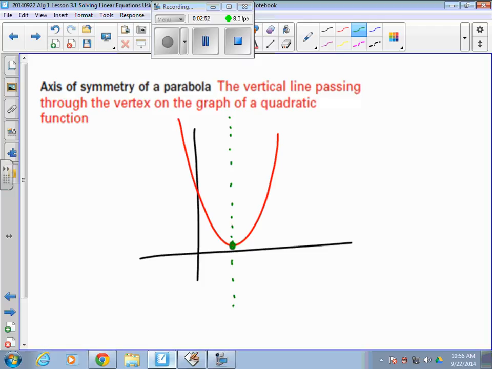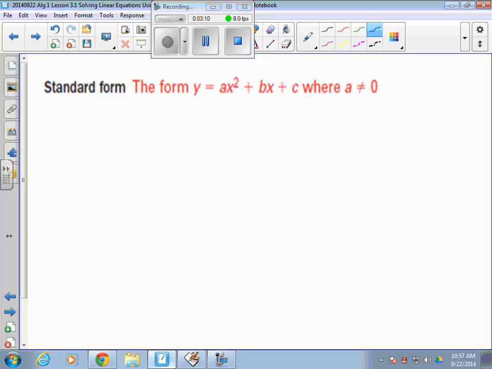So once you find the vertex, let's say, for example, we found out that this vertex's point is 3, 1. Its axis of symmetry would just be the x value. Its axis of symmetry would be x equals 3. That's just that line going vertically up and down.